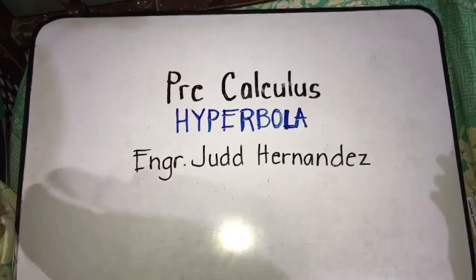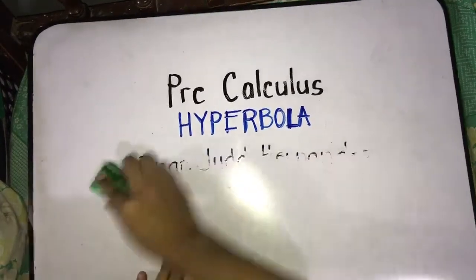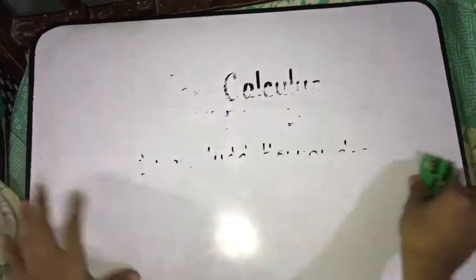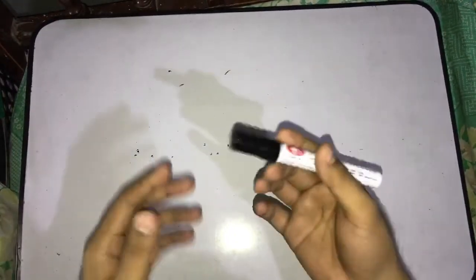Last time, we were able to discuss different types of conic sections. We have the circle, the parabola, and the ellipse. So those are the first three types of conic sections. For the circle, we have the formula x squared plus y squared is equal to r squared if the center is located at the origin. If the center is located at (h, k), the formula will be (x minus h) quantity squared plus (y minus k) quantity squared is equal to r squared.